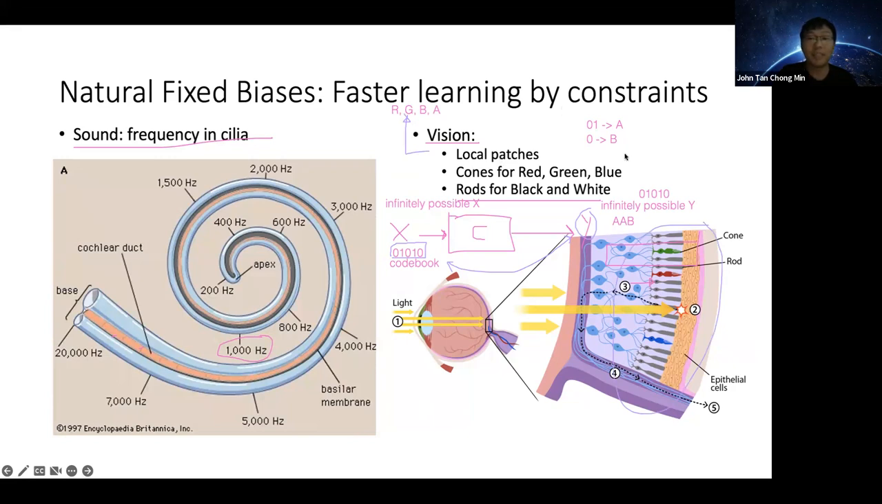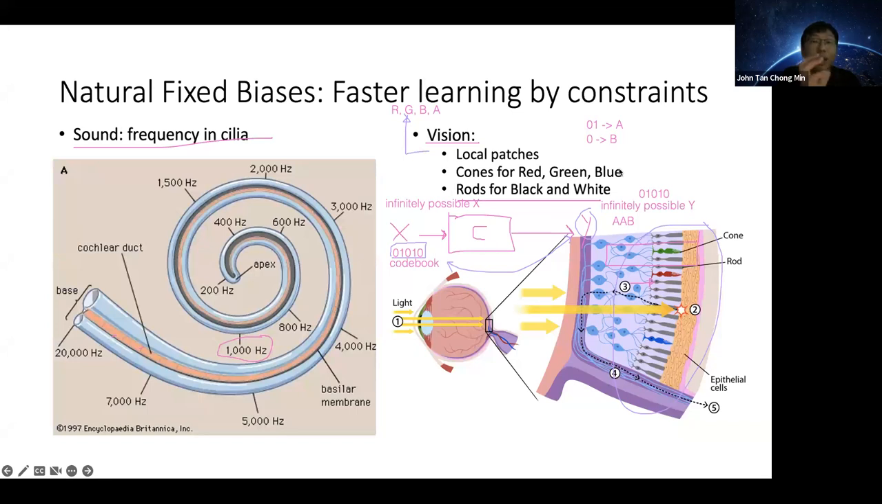But the point of this slide is that for vision and for audio, you actually learn with some form of constraints on what you experience. You don't experience the whole wavelength. You don't experience infrared. You don't see ultraviolet. So these are some of the things that constrain what we perceive.